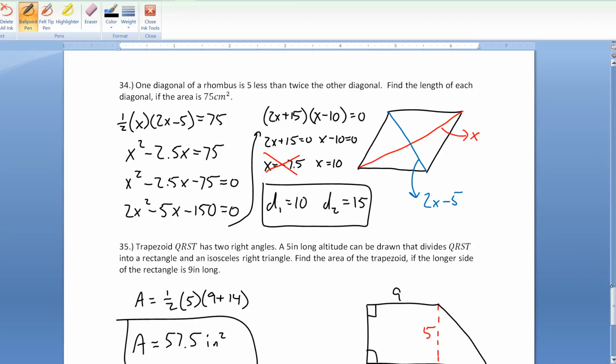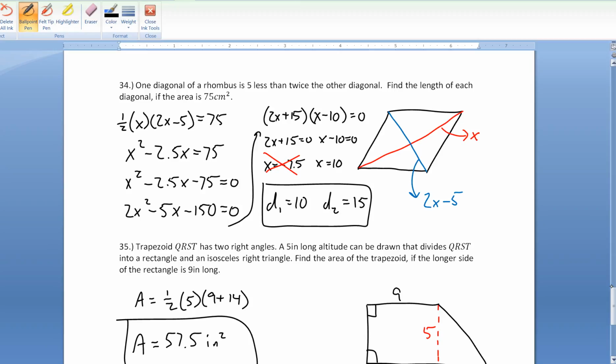This one: one diagonal of the rhombus is 5 less than twice the other diagonal, so find the length of each diagonal if the area is 75 centimeters squared. So I just drew a rhombus here, and I labeled one as x and the other one as 2x minus 5. And so then I plug it into my formula. So it's 1/2 x times 2x minus 5. I multiply this out, I get x squared minus 2.5x equals 75. I subtract the 75, and it's a pain to try to build a bridge here because of the 2.5. So I just multiplied everything by 2 to make it 2x squared minus 5x minus 150 equals 0.